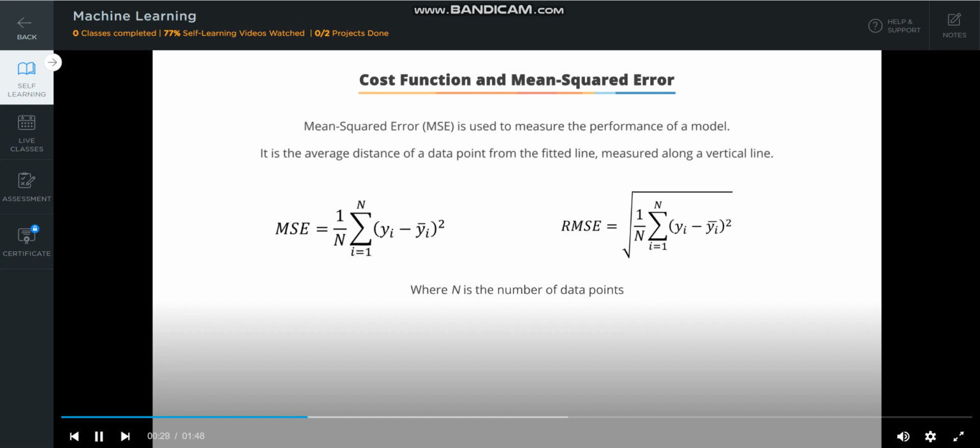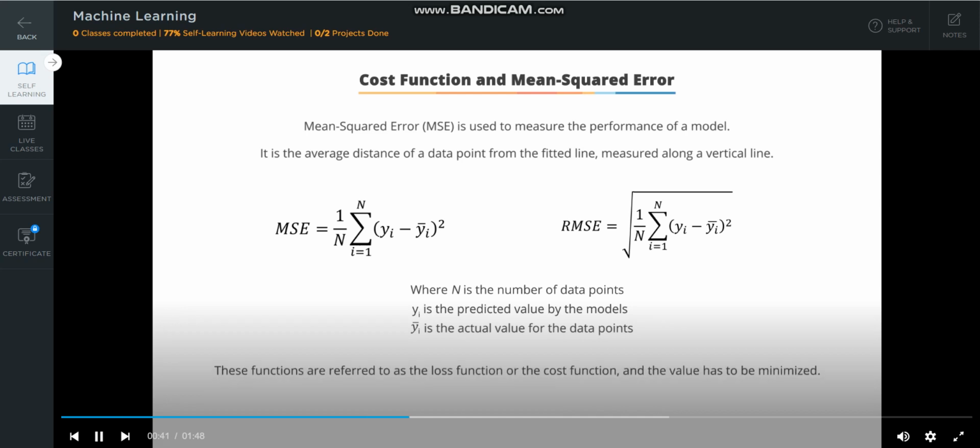The equation related to MSE and RMSE is shown here, where n in the equation is the number of data points, yi is the predicted value by the model, and yi underscore is the actual value for the data point. These functions are called the loss function or cost function. Cost function is a value that has to be minimized. In the next screen, we'll discuss how to use gradient descent to reduce the loss function.